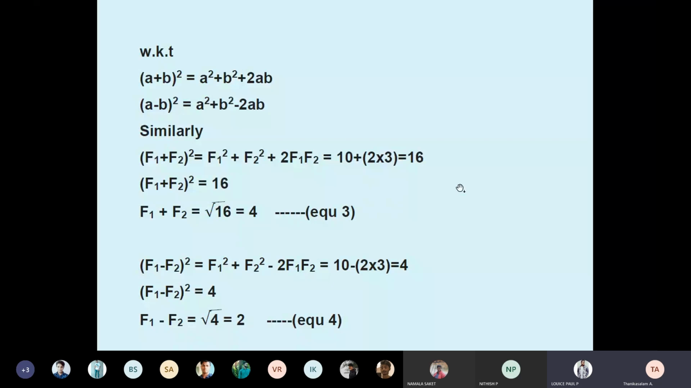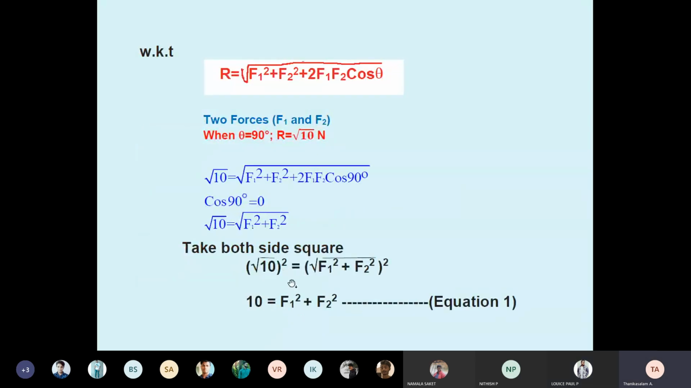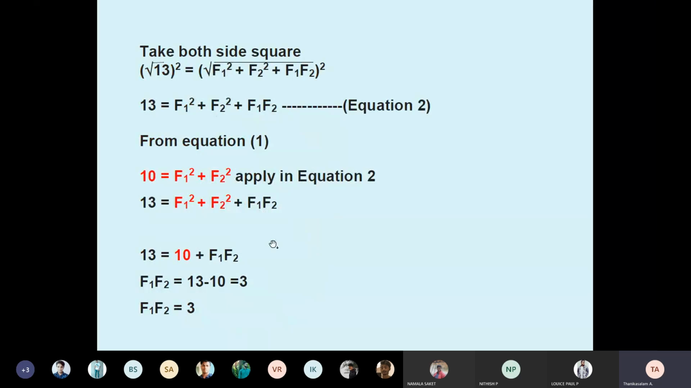Okay. So we have equation 1: 10 equal to f1 square plus f2 square. Then equation 2: 13 equal to f1 square plus f2 square plus f1 f2. So I am replacing equation 1 in equation 2. Finally we got f1 f2.